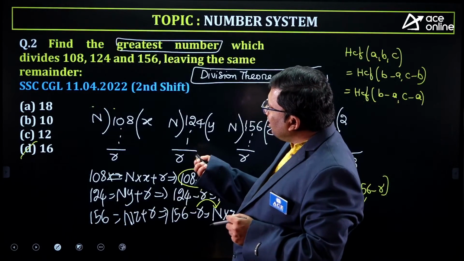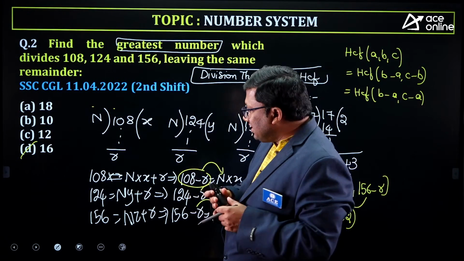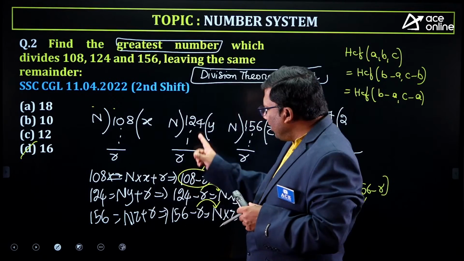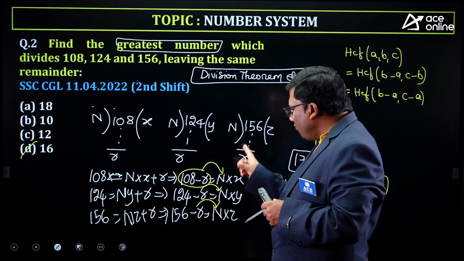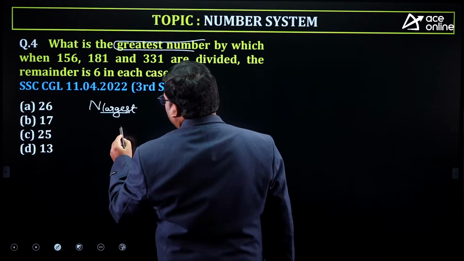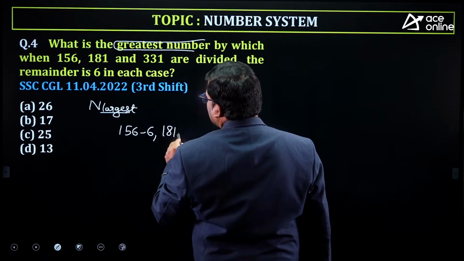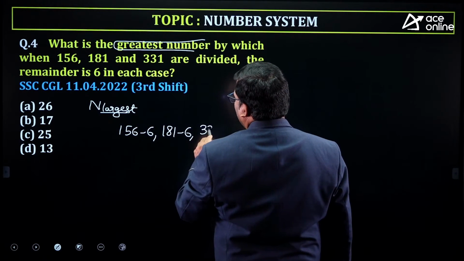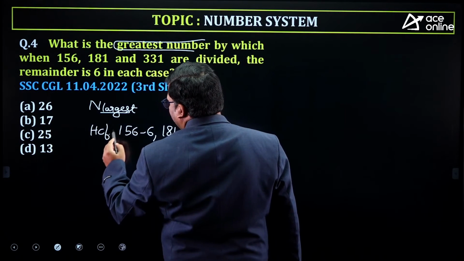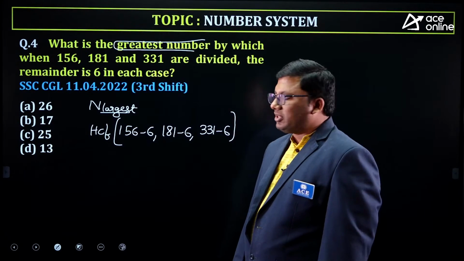If you observe question number 4 and question number 2, question number 2 was leaving the same remainder. We got 108 minus R, 124 minus R, 156 minus R. Here also we will get 156 minus 6, 181 minus 6, 331 minus 6. Answer is HCF of these three numbers.